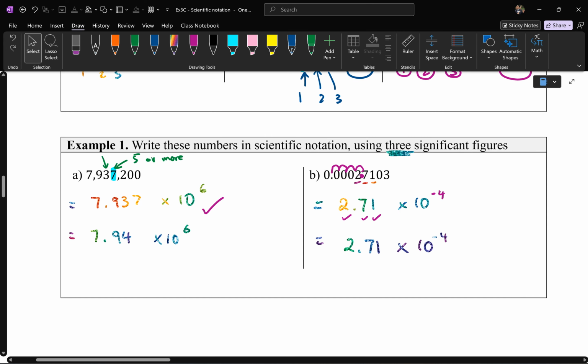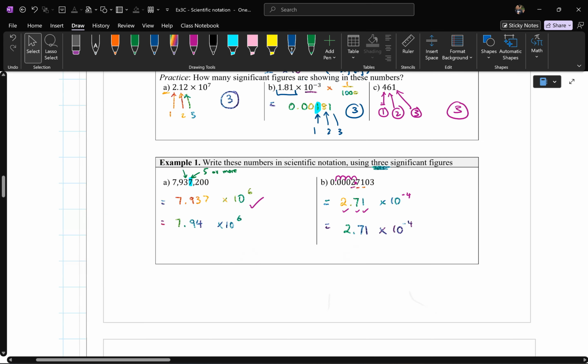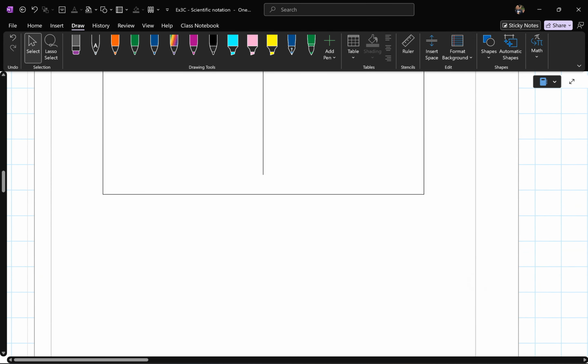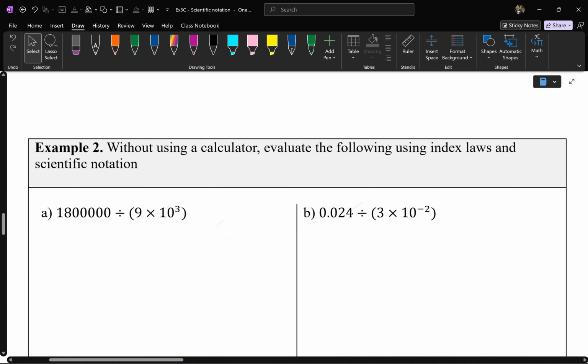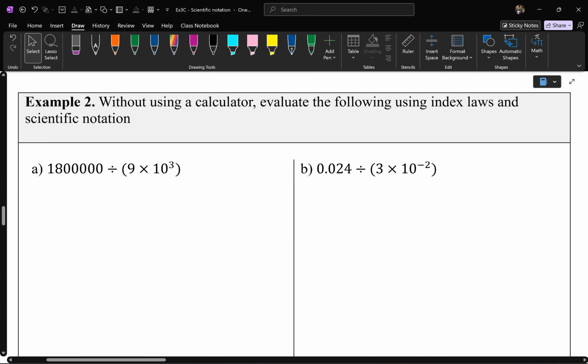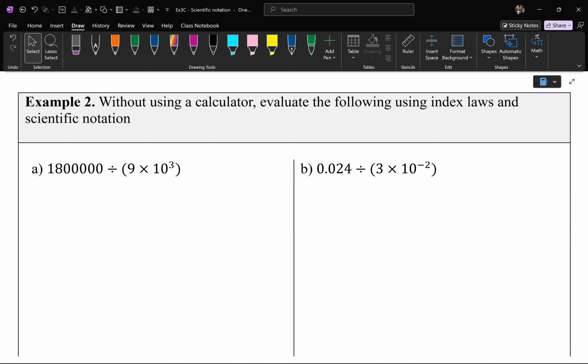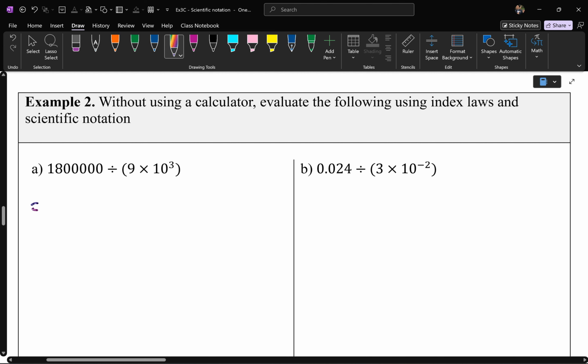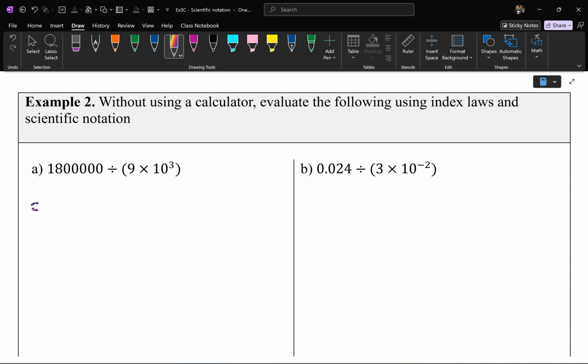Okay, starting to get the feel. Significant figures versus scientific notation. Flip over to the next page. And this is our last example. So this one, without using a calculator, you want to evaluate this. Now you can evaluate this using index laws. So here we go. Let's do this. What number is that? That's 1,800,000. So I'll put the commas in to be able to read. So you have 1,800,000 and you're dividing by 9 times 10 to the power 3.